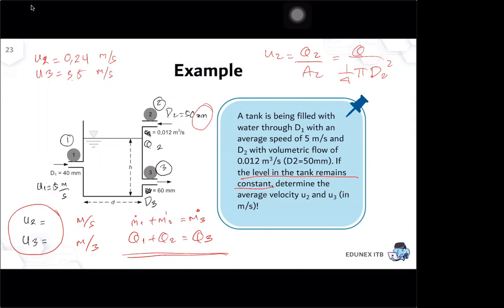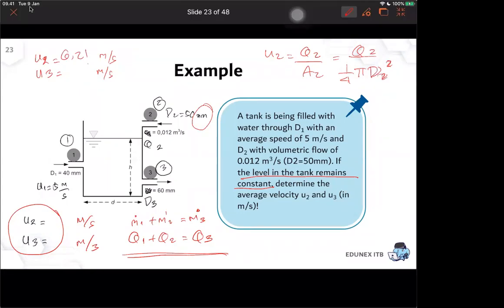How about the others? I got 6.12, sir. Which one? Velocity at which point? U2. 6.1. And then velocity at point 3? Belum nyampe sana. Okay, please do the calculation.